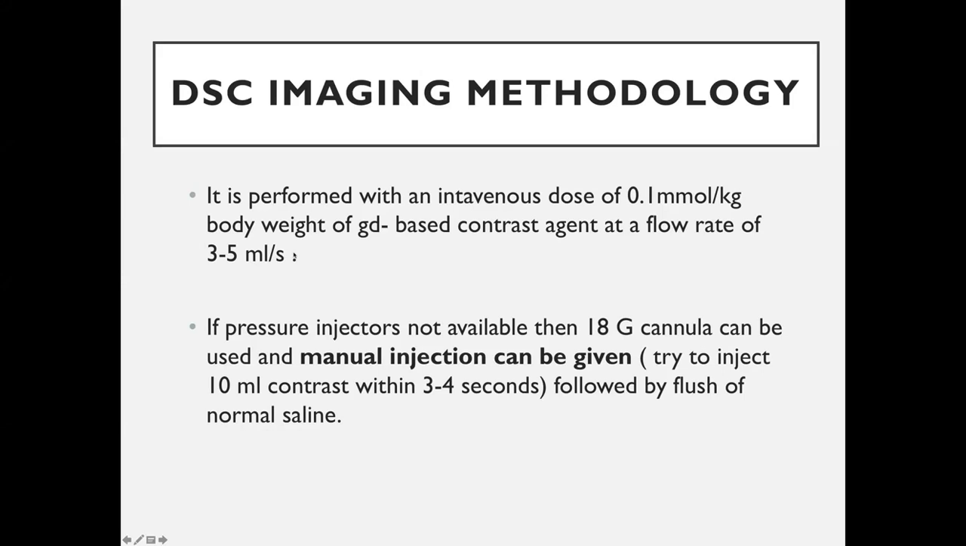But the question is, sir, we don't have an injector. So what do we do? If pressure injectors are not available, you use an 18 gauge cannula. A manual injection can be given if you are trained enough to inject at least 10 ml of contrast within 3 or 4 seconds, followed by a flush of normal saline. This method will give you absolutely adequate CBV and CBF maps. So don't worry, if you don't have injectors, please start doing perfusion without injectors. There is no need. If you have one, it's very good.